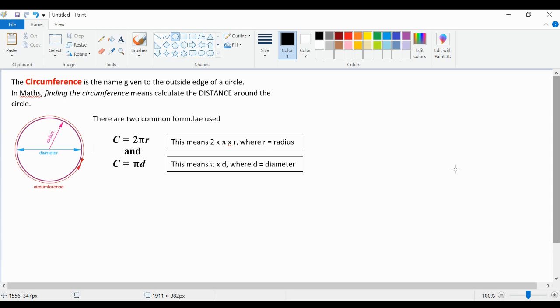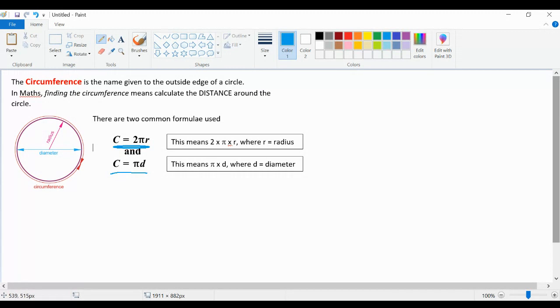We're going to look at calculating the circumference of a circle. There are two formulas that we are given in Year 11, and they are circumference is 2 pi r, and the circumference is pi times d. Remember, the circumference is the distance around the circle.